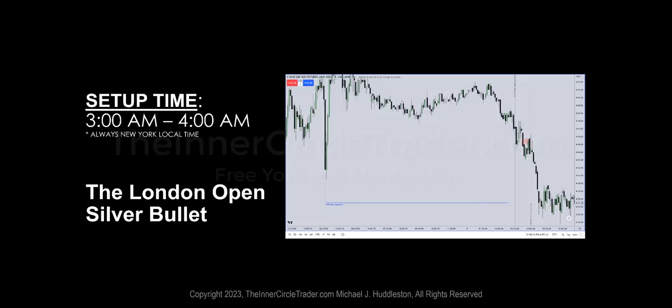First setup time is 3 a.m. to 4 a.m. Now, we're always referring to New York local time. So whenever I'm referring to a specific time, whether it be a window of time or a very specific time of the day, you have to have your charts calibrated to New York local time. Wherever that is, whenever that is, in your area. If we're observing daylight savings time, then you observe daylight savings time. So that way it removes all the uncertainty, the confusion, whatever it is in New York, that local time, that's what you're using when you're charting. This is the London Open silver bullet.